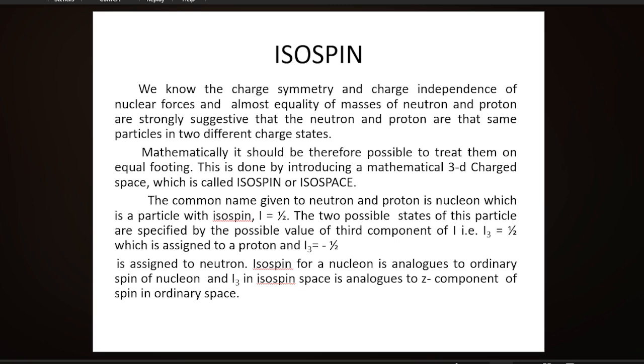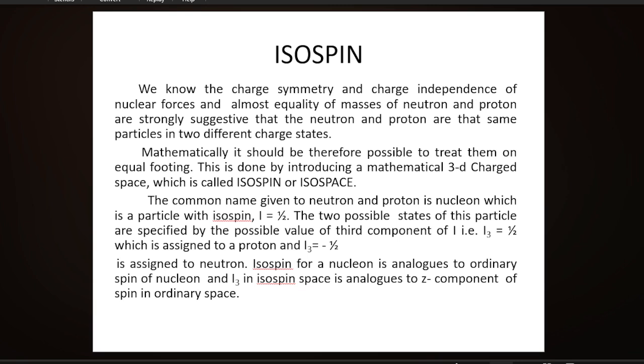Mathematically, it should therefore be possible to treat them on equal footing. We can treat both equally. This is done by introducing a mathematical 3D charge space, which we call isospin or isospace. Basically, what is isospace? Isospace is a space of a group of particles which act the same under the nuclear forces.